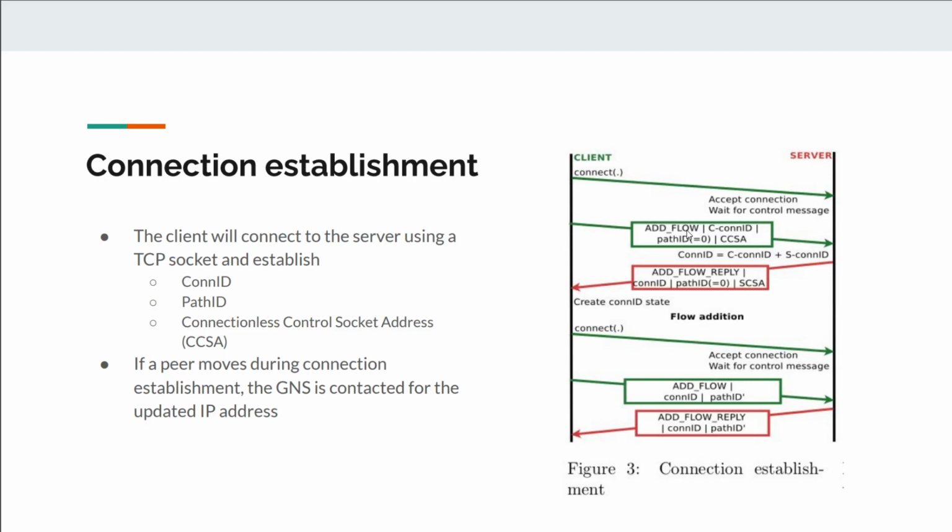And so these two TCP sockets will establish themselves as one flow path between the two peers, and it'll establish a connection ID, a path ID, and then a connectionless control socket address. These are important for migrating, and we'll get into it a little more later. If a peer moves during the connection establishment, basically you just requery the GNS server, get that new IP address, and then retry.